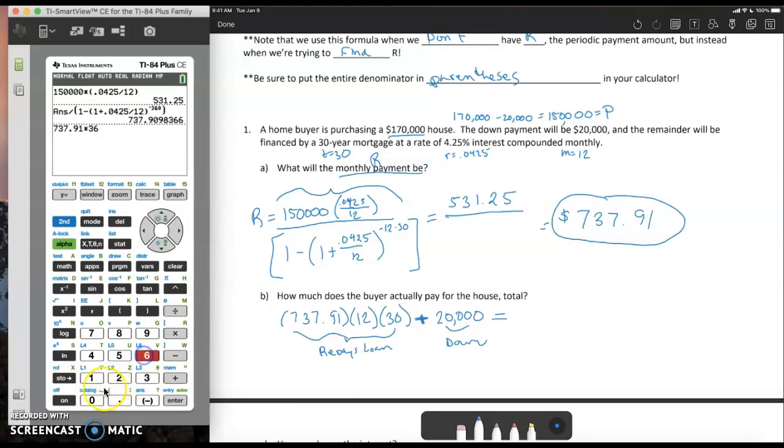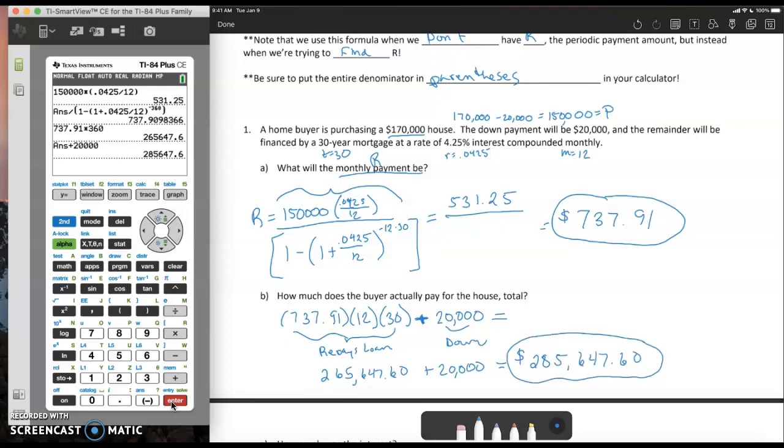We already knew that, so I'm just going to shorthand it a little bit. So they repaid on their loan $265,647.60 plus the $20,000 down. So I'm going to add $20,000 to this now to find the total amount they pay for this house is $285,647.60. So this house was bought for $170,000. That was the price. They end up spending over $285,000 on it, though.